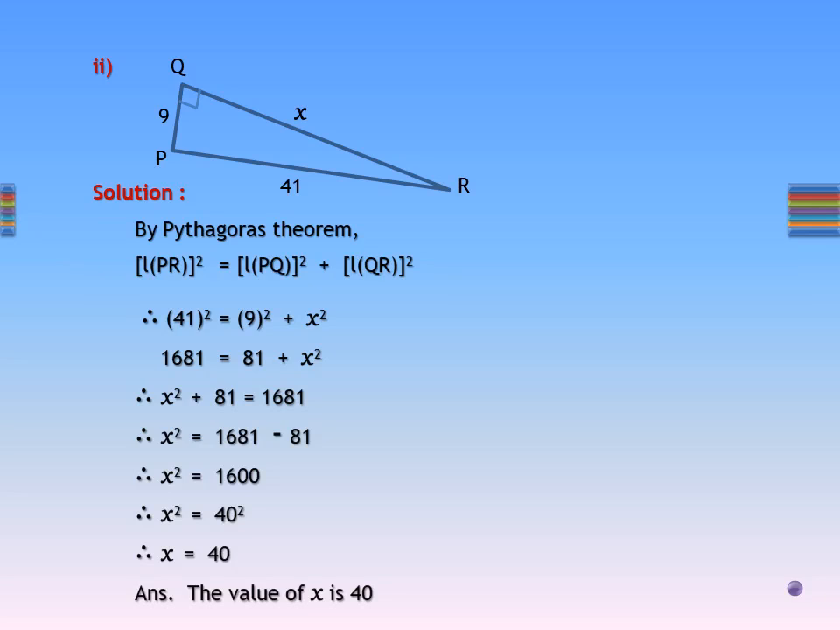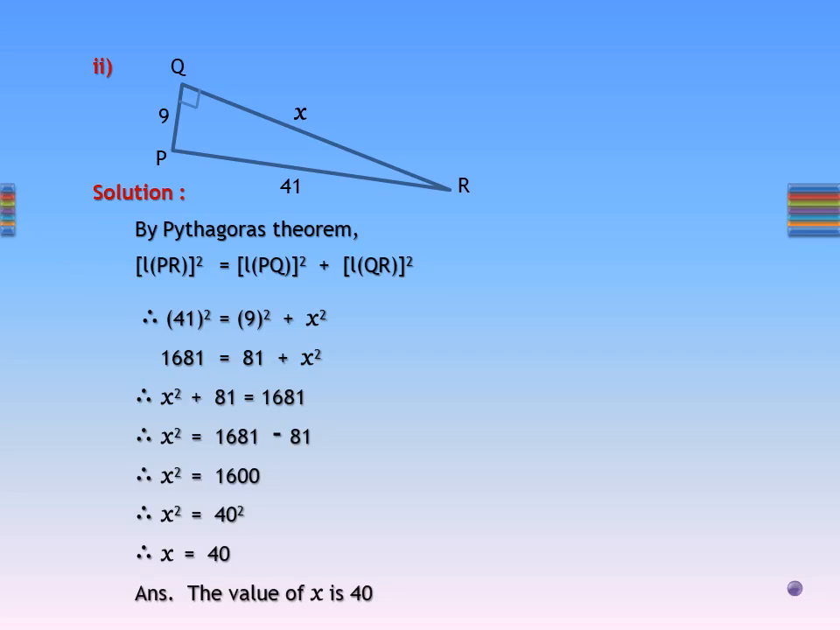So by Pythagoras theorem, which states that hypotenuse square is equal to the sum of the squares of the other two sides, we can write length PR square equals length PQ square plus length QR square. Now we will substitute the values. PR is 41, so it will be 41 square equals QP, which is 9, so 9 square, plus QR is x, so x square. So 41 square equals 9 square plus x square.